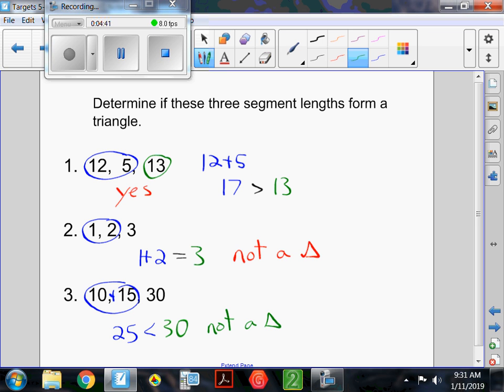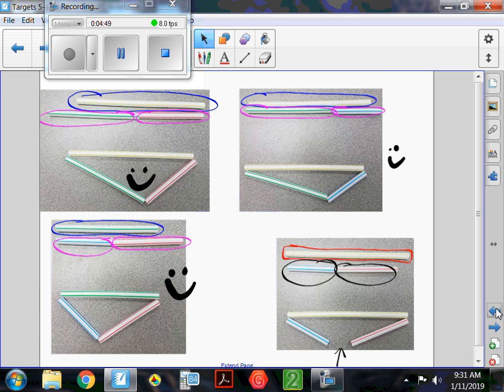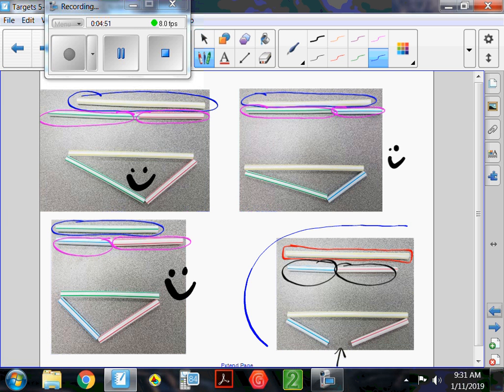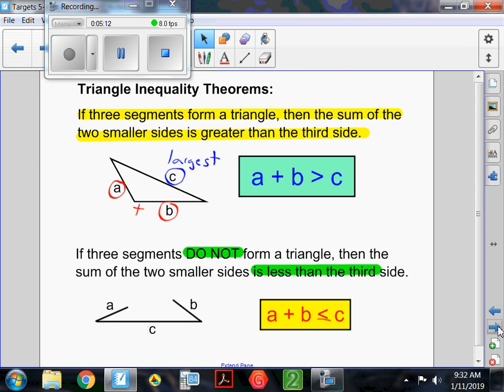Go back to the straw example. Number 3, this bottom one: 10 plus 15 is 25, which is less than 30. That's going to look like this bottom one, where the two smaller sides, 10 and 15, add up to 25, which is less than the red side. The red side was 30. Sorry, the one that's in red right here, the yellow straw, I guess. And so when you go to form a triangle, it doesn't work. So that's the first part of target 5.